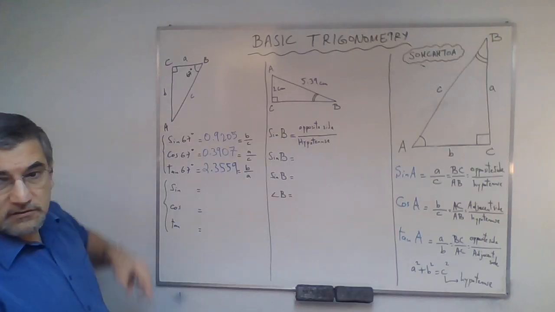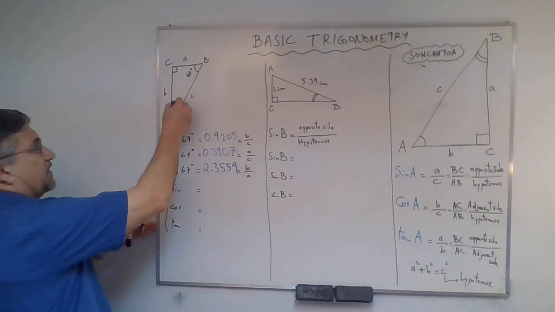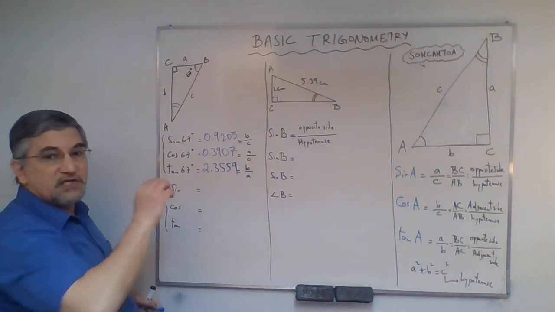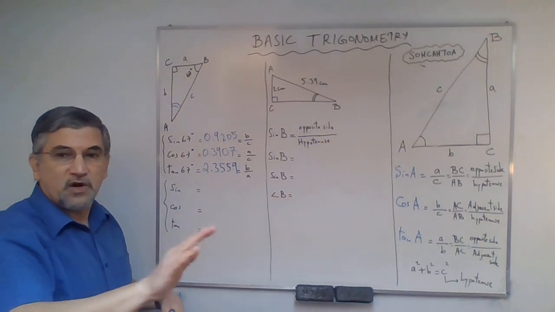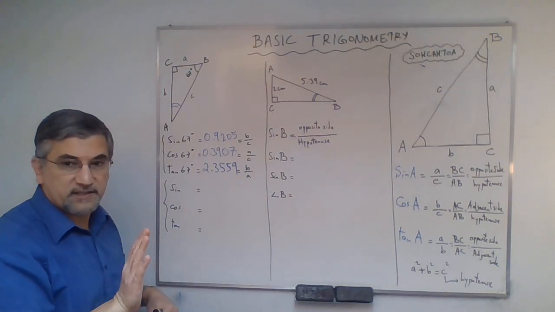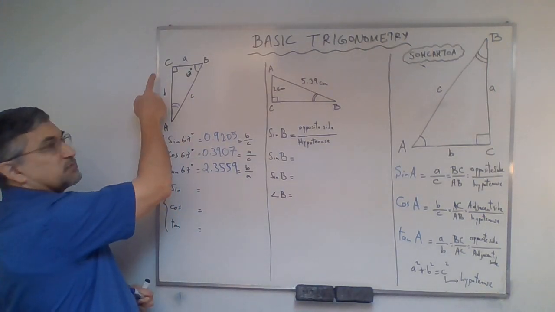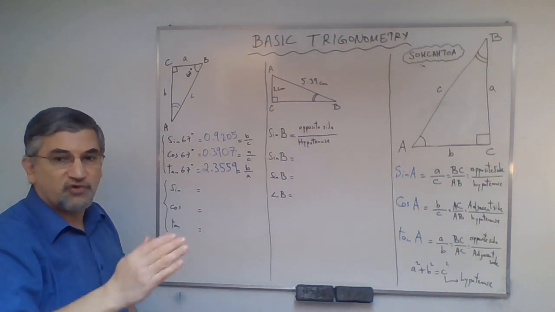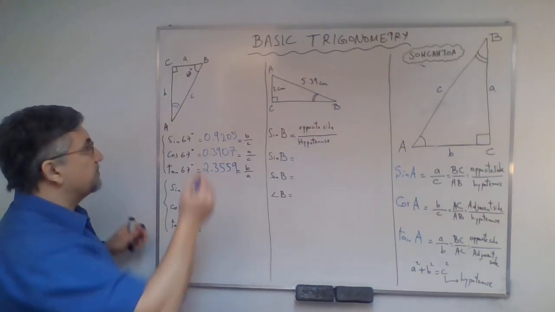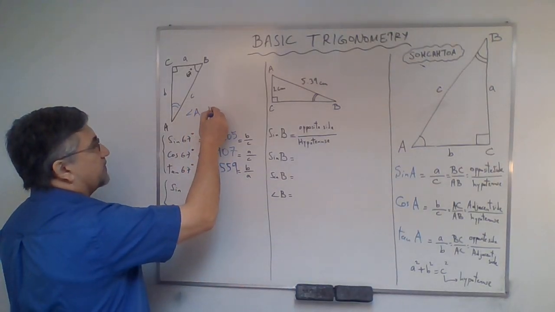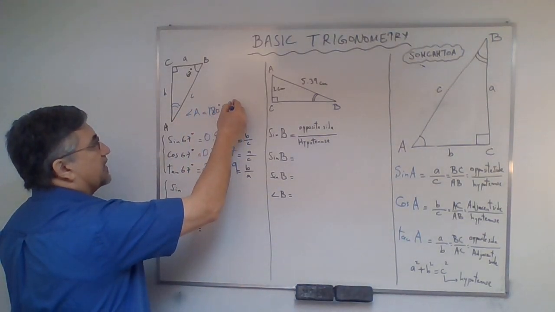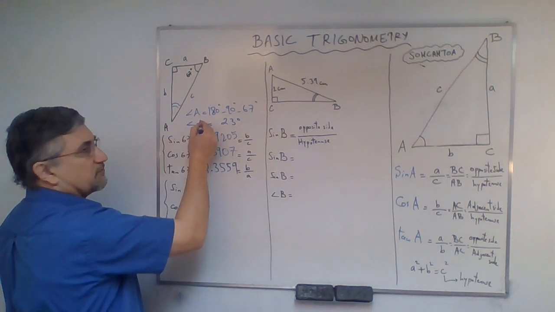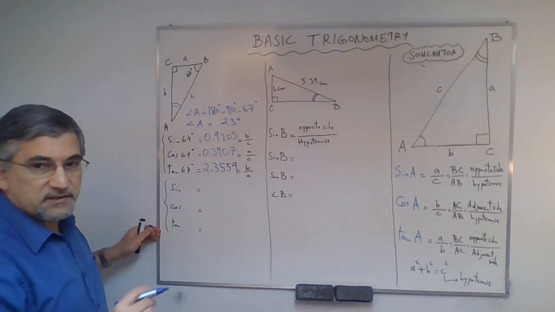Now, the other angle, angle A, we can find its measure because we have 90 degrees, we have 67. The sum of the interior angles in any triangle is 180 degrees. Everybody knows that. 67 plus 90 plus angle A is equal to 180 degrees. Now, to find the measure of angle A, I'm going to say angle A is 180, take away 90 and take away 67 degrees. And that will be 23 degrees using mental math. That's correct. Angle A is 23 degrees.